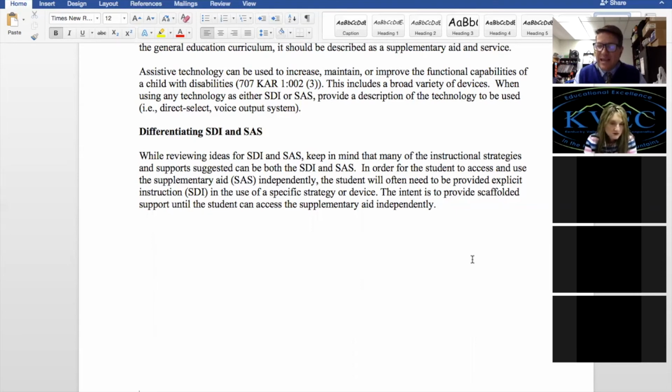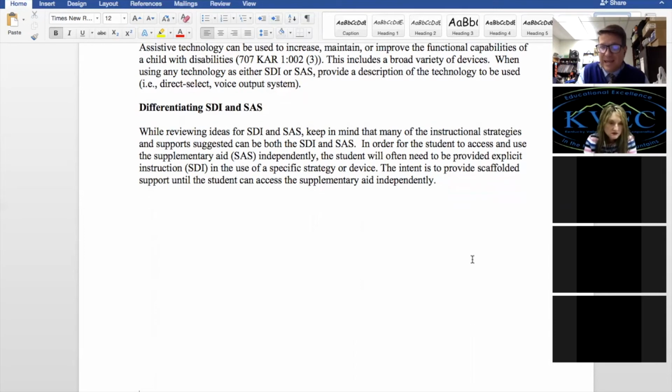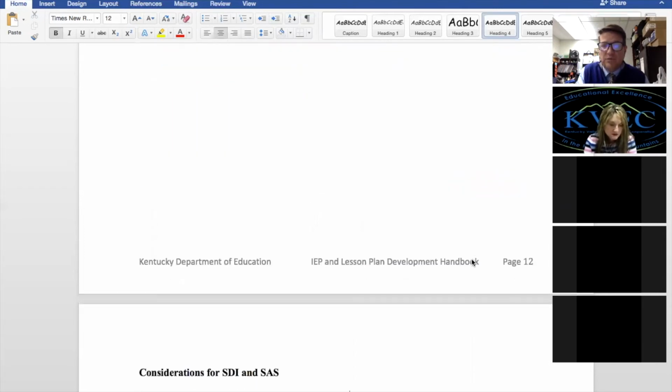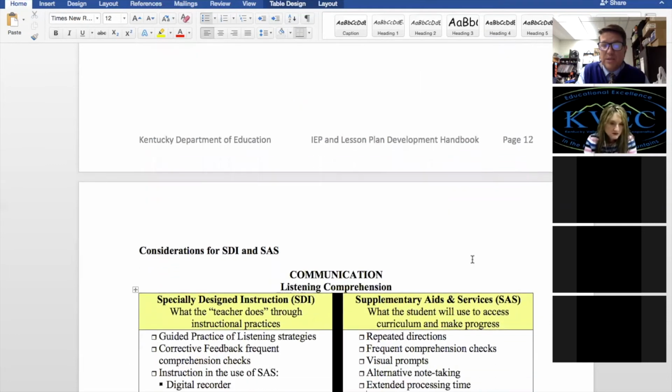And the SAS, the supplementary aids and services, are what the student needs in order to respond to that specially designed instruction, and also what will provide them access to the general curriculum. That's where accommodations come in some.